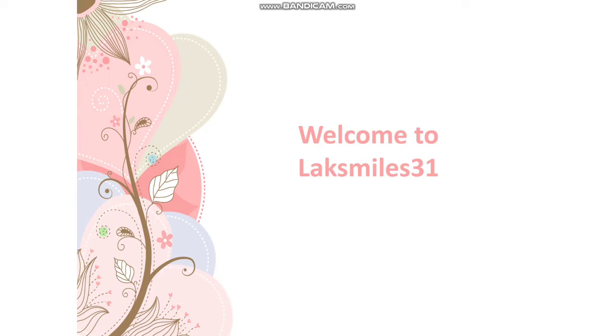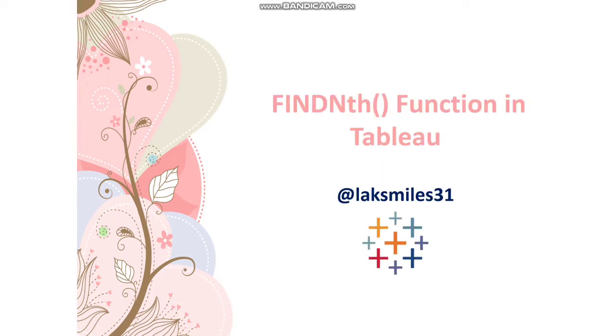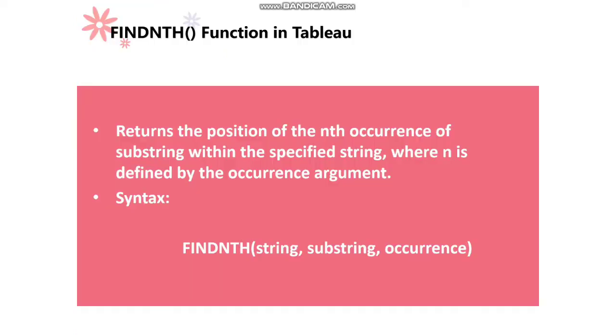In today's video, I'm going to talk about the FINDNTH function in Tableau. Let's get started. The FINDNTH function returns the position of the nth occurrence of a substring within the specified string, where n is defined by the occurrence argument. The syntax is right below: FINDNTH of string, comma, substring, comma, occurrence.